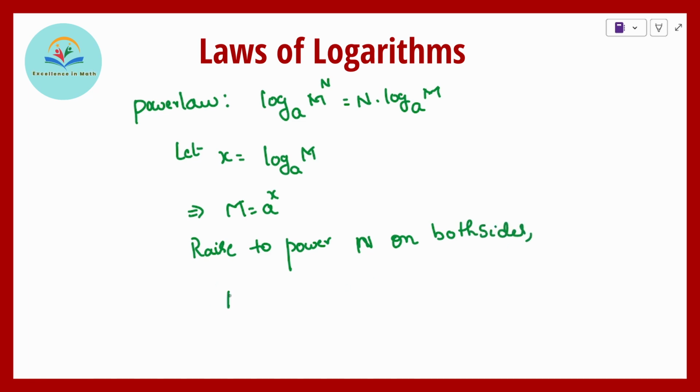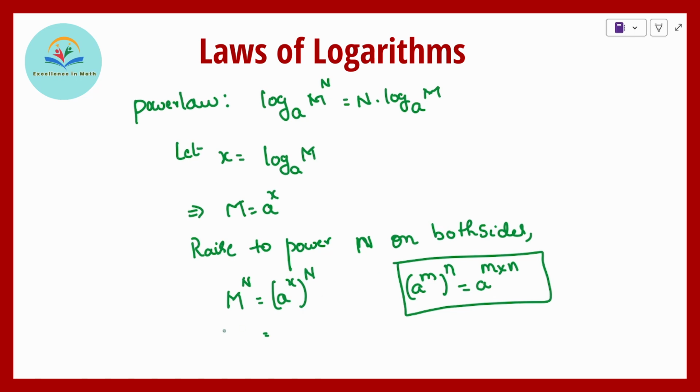Right? So we will get m power n is equal to a power x whole power n. We are now going to use the power law of exponents, whereas a power m whole power n is equal to what? A power m times n. By using this power law of exponents, I am going to write this as a power x times n. So we get m power n is equal to a power x times n. So the logarithmic version of this is what? Log m power n base a is equal to x times n.